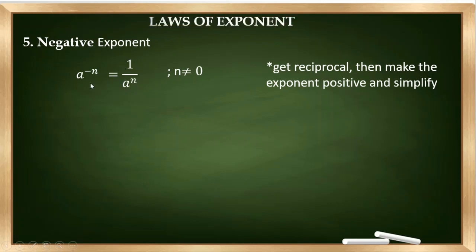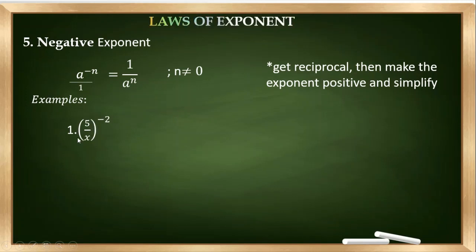Saan galing yung 1? So kapag napansin nyo, di ba, yung mga whole number, any whole number, meron siyang denominator na 1. Wala kayo nakikita number sa baba, ibig sabihin nun, understood na meron siyang denominator na 1. So to get the reciprocal, if i-flip natin siya, so ito na yung 1, and then gawin natin positive yung negative exponent.